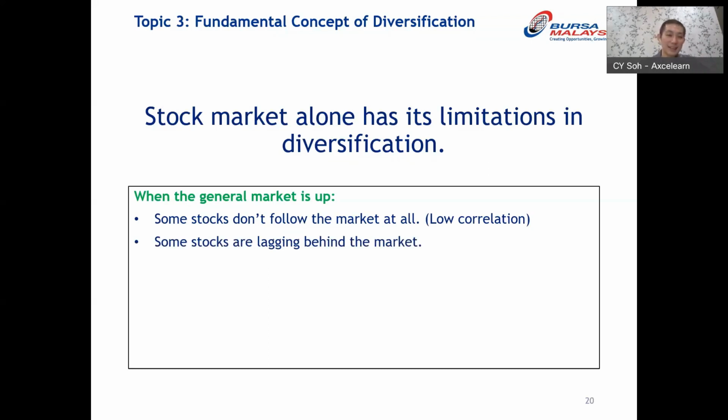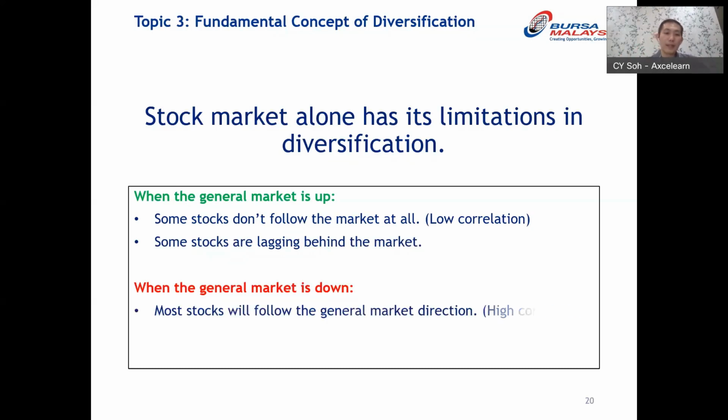Next scenario is when the general stock market is down. Let's say the Dow Jones Industrial Average is down by a lot, 10%, and the S&P 500 comes down by a lot. This affects the general worldwide stock market, right? Now, most of the stocks will follow the general market direction and come down together. It's very funny. Market goes up, not all stocks follow together. But when the market comes down, all stocks follow the general market down.